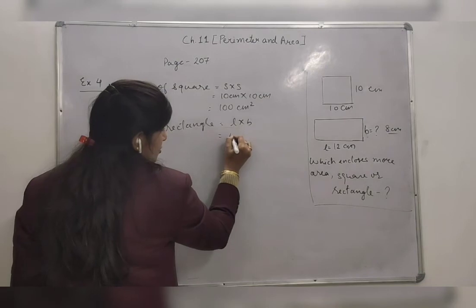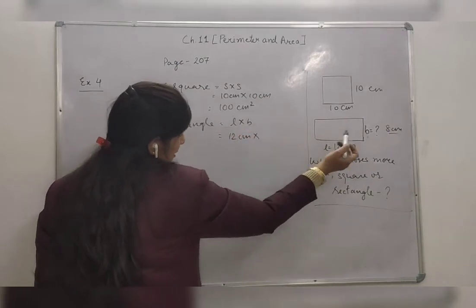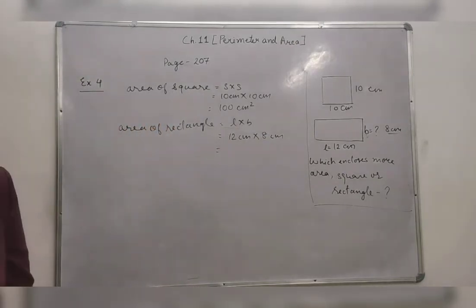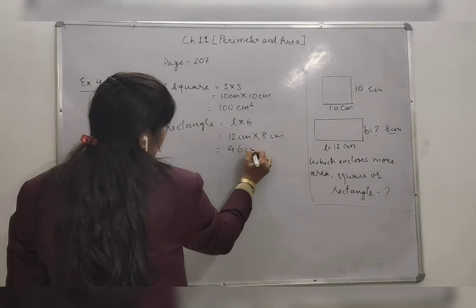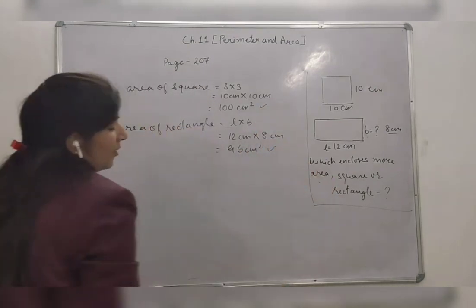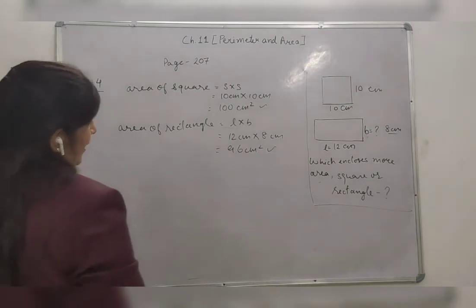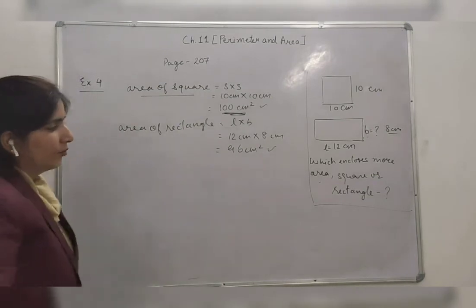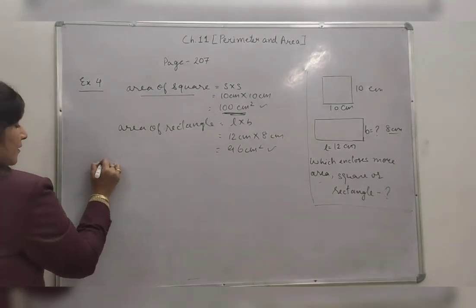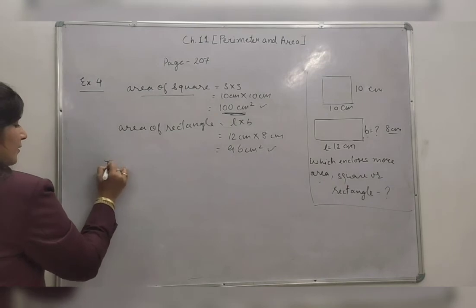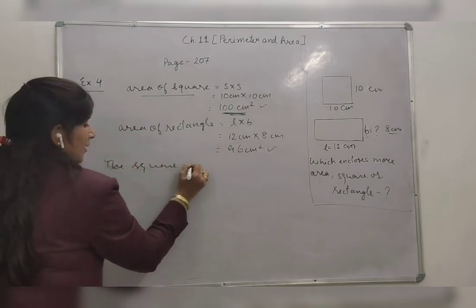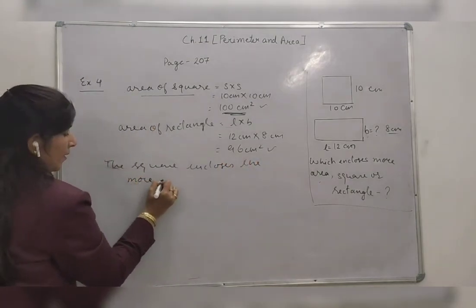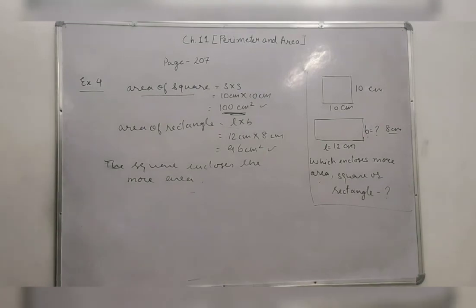So now we have length 12 centimeter, and we also have the breadth, so we can find it out. So 12 into 8. What is 12 into 8? It is 96 centimeter square. Now you can answer this question, which encloses more area, square or rectangle. So from this we can see the area of the square is more, so we can write that the square encloses the more area.